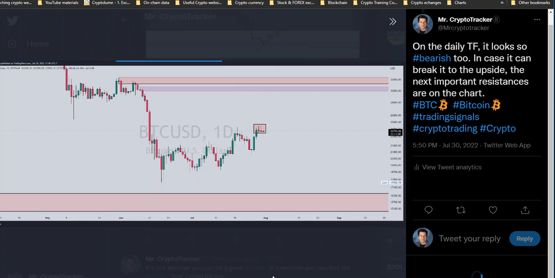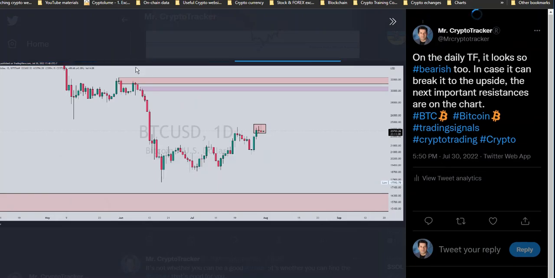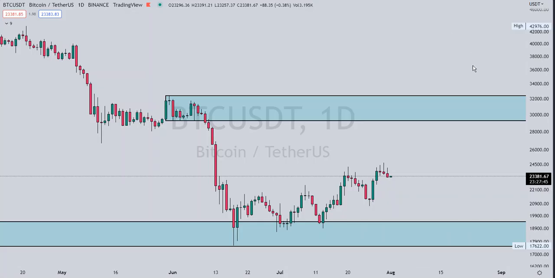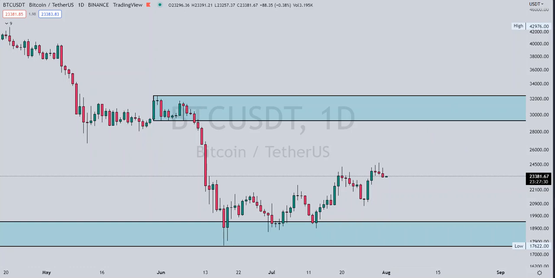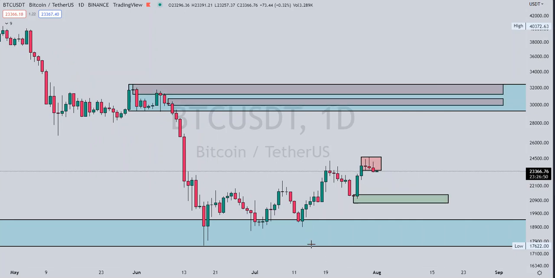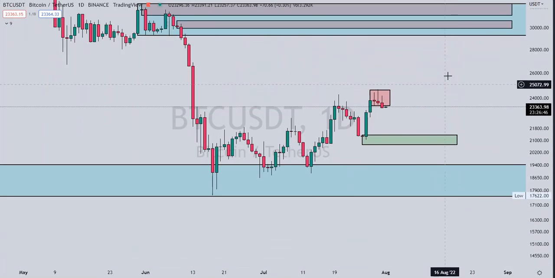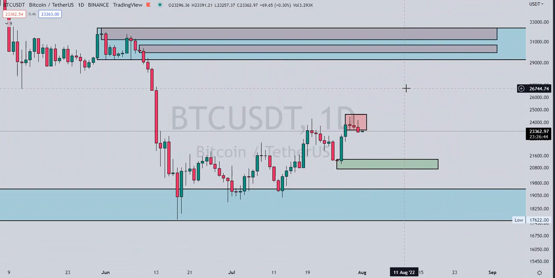So let's go back to the chart. Here we are. What happened? All right, here we are. Excuse me, something is wrong with my computer. It's super slow. I don't know why. Okay, sorry for the interruption. My computer was super slow. I don't know why. So here we are in the daily time frame.